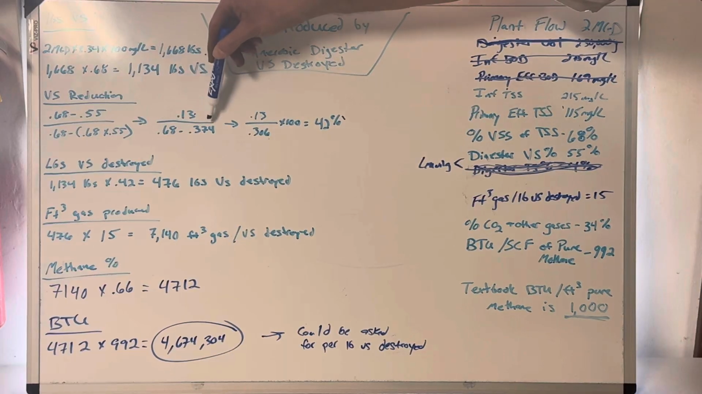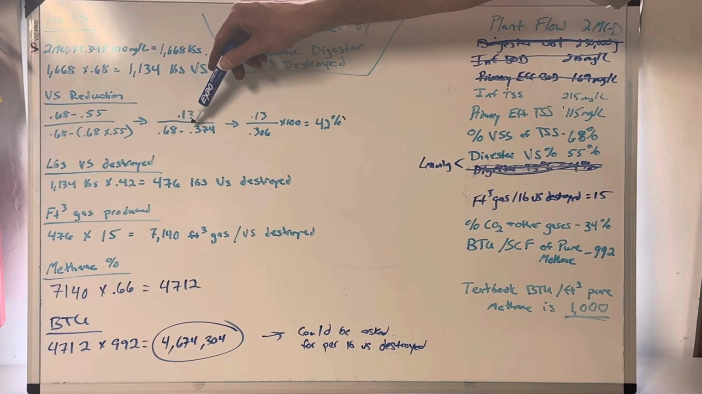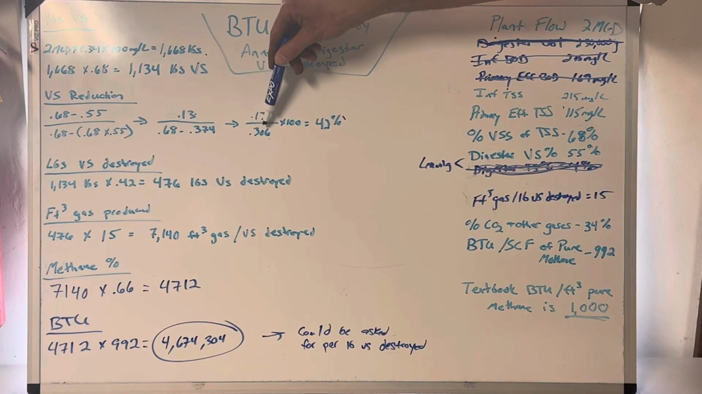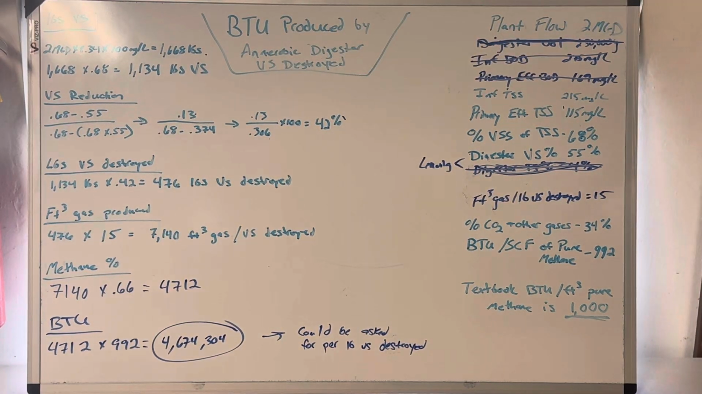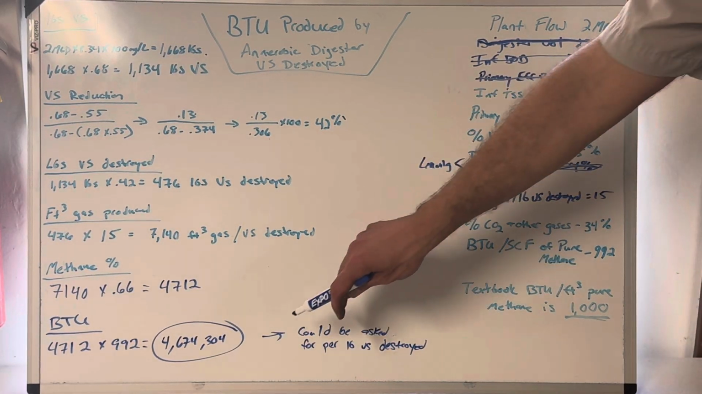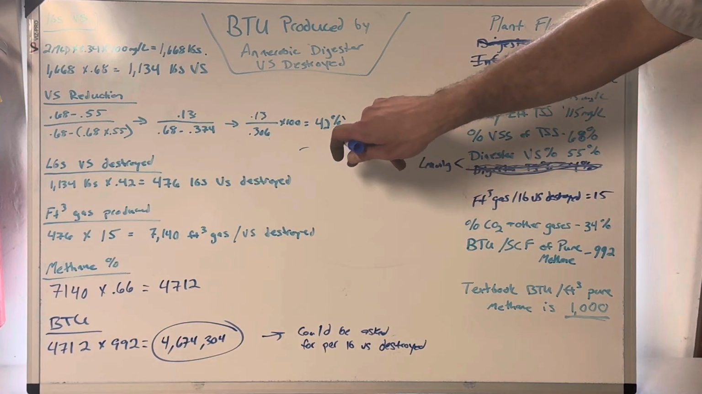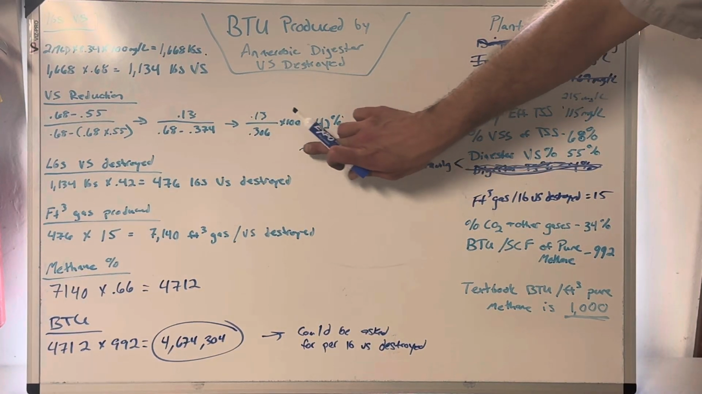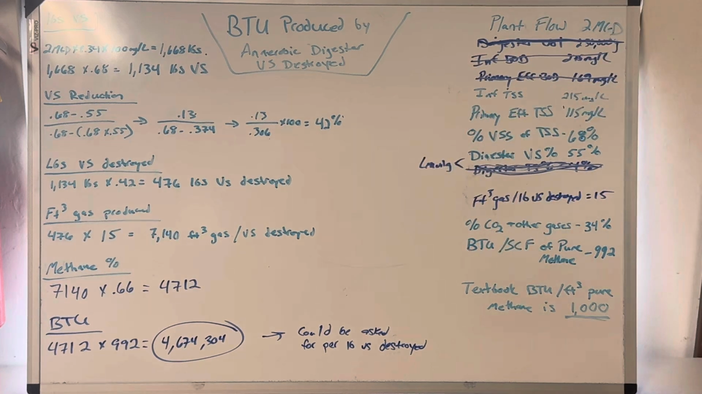0.68 times 0.55 is 0.374. 0.68 minus 0.374 is 0.306. 0.13 divided by 0.306 times 100 is 42%, or 42.4%, depending on how they're going to present it to you. When you get into that, actually, your BTUs could significantly be different. So if you finish this math problem and you're like a million off, go back and add or take out the tenth of a decimal place and see how that translates for your math problem. Okay, it'll make a big difference.